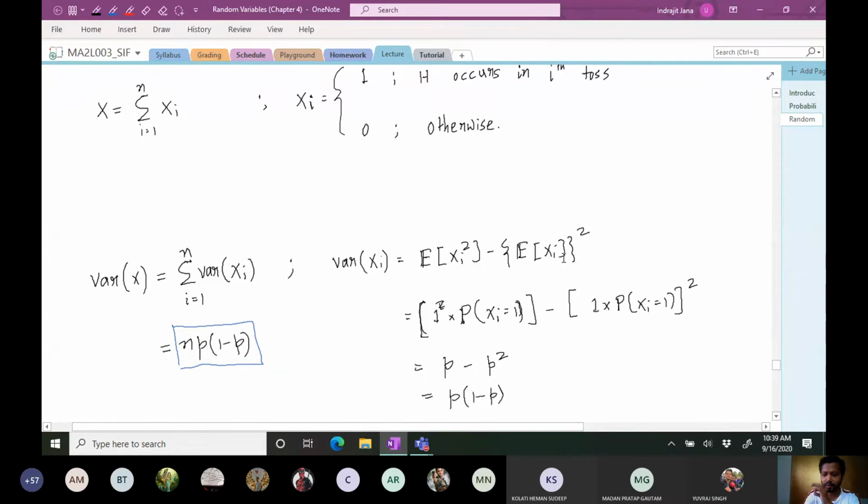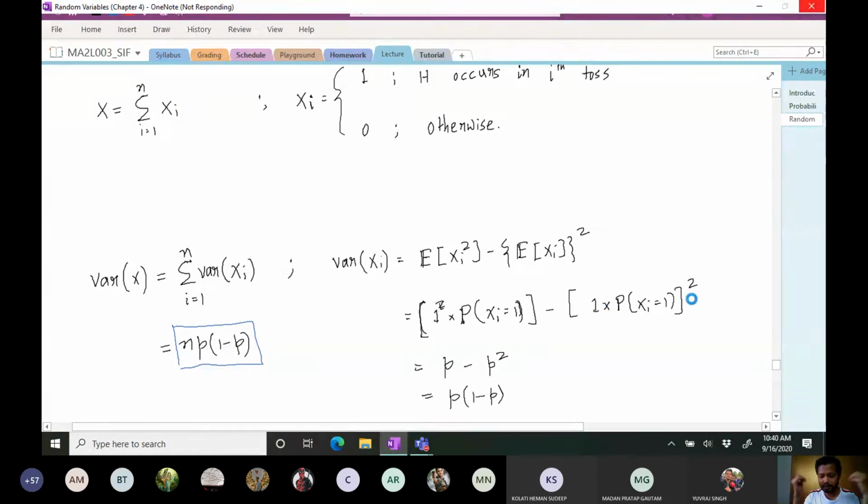minus expectation of xi whole square. Okay, now what is expectation of xi? Expectation of xi is 1 times probability xi is equal to 1 plus 0 times probability xi is equal to 0. But again, we can ignore the 0 times probability xi is equal to 0 because that is going to be 0 anyway. So it is simply 1 times probability xi is equal to 1 and that whole square. Probability xi is equal to 1.